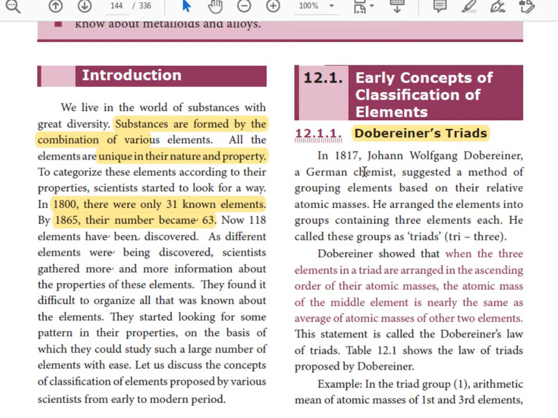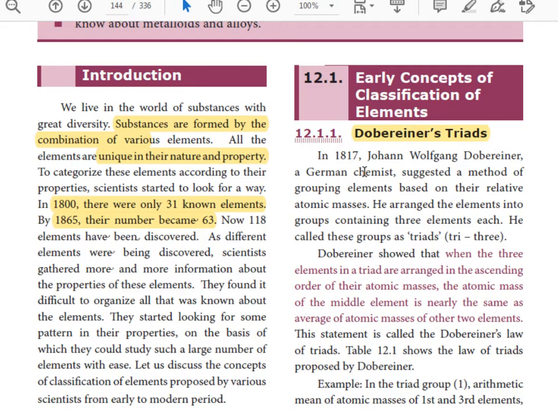It may be asked in a 2-mark question, kindly note it down. So this is the Döbereiner triads: triad 1, triad 2 and triad 3. Here you see the first 3 elements, lithium, sodium and potassium, arranged in the first group based on increasing order of atomic masses: 6.9, 23, 39. If you find the average of the first and the last element, that is 6.9 and 39.1, the average is 23. So this 23 is equal to sodium.